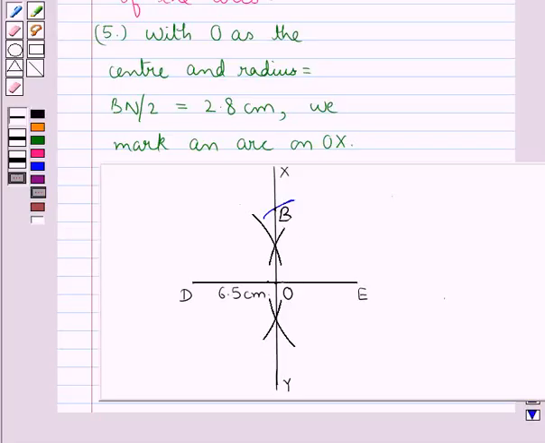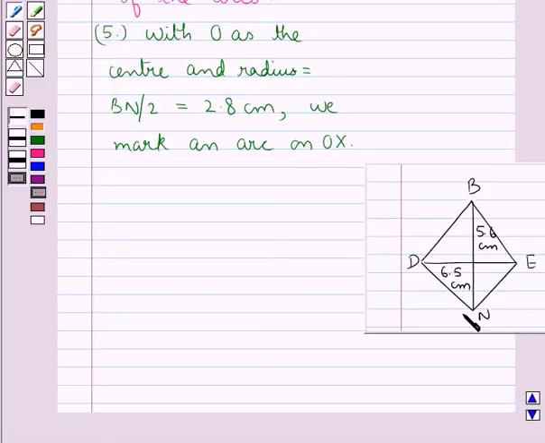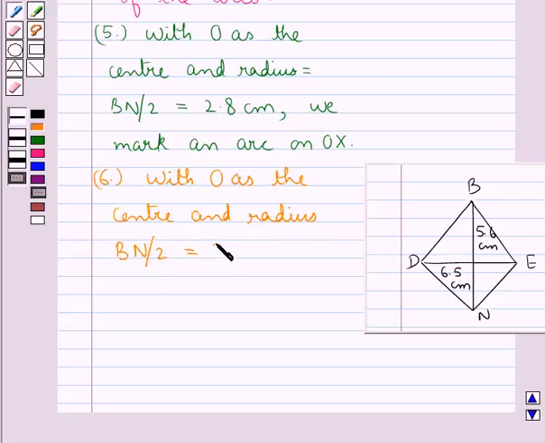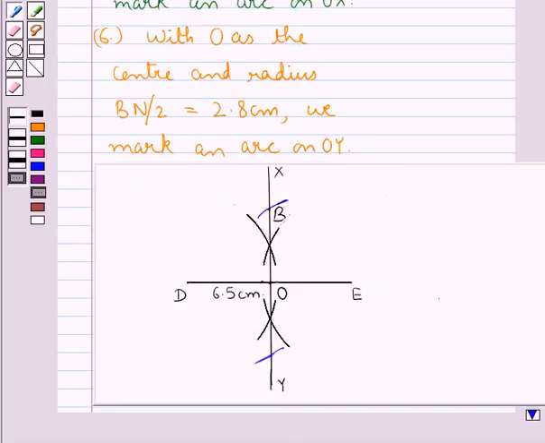In the same way, we will mark an arc of radius 2.8 centimeters on OY. So to locate the point N, what we do is, with O as the center, and radius BN upon 2, and that is equal to 2.8 centimeters, we mark an arc on OY. So we have made an arc on OY of radius 2.8 centimeters. Now let's mark this point as N.